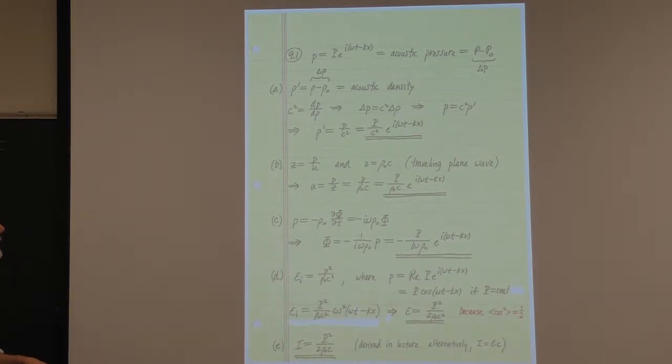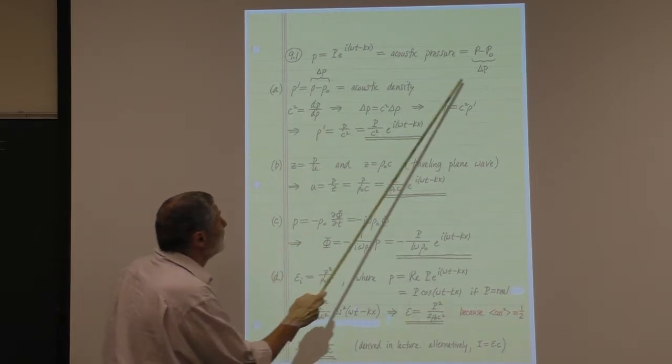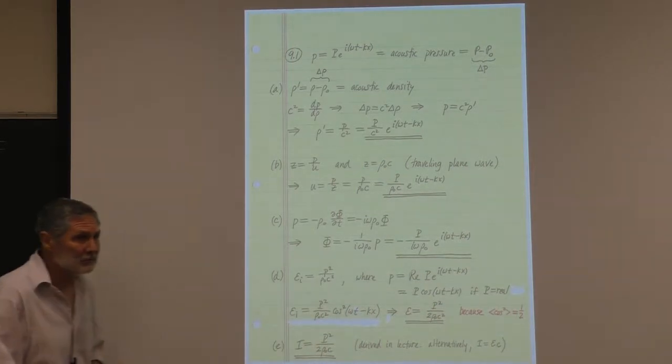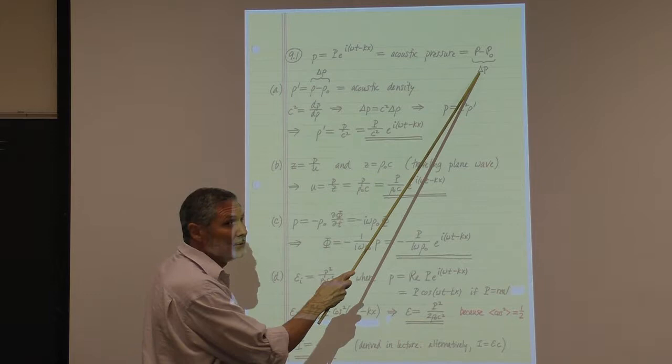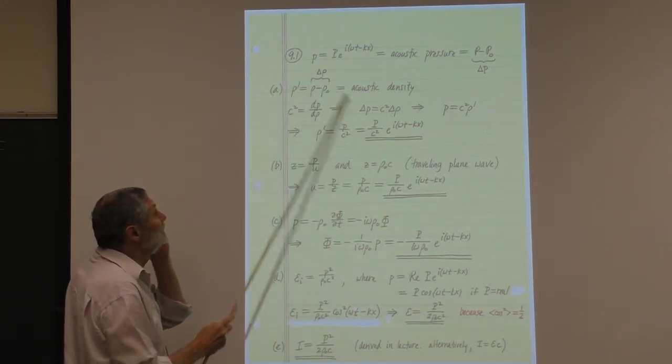Okay, so here's a plane traveling wave. This P, of course, means the acoustic pressure, which is the total pressure minus the constant equilibrium pressure. So this is the change in pressure from equilibrium, right? That's what we mean by P here. It's how the pressure deviates from equilibrium.